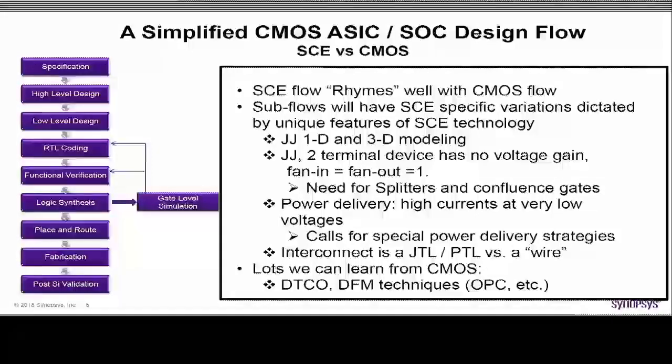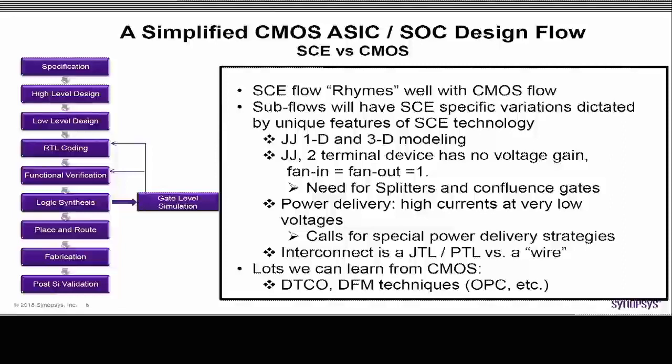Okay, so what is our starting point? I've created this simplified flow that we've used for many, many years for ASIC and system on a chip. It starts with specification, high-level design, simulation, etc. You're all familiar. If you've done any CMOS design, you're familiar with this in terms of the full flow, starting with synthesis, verification, place and route, fabrication, etc. So in general, the superconducting electronics flow rhymes with CMOS, but it has various differences.